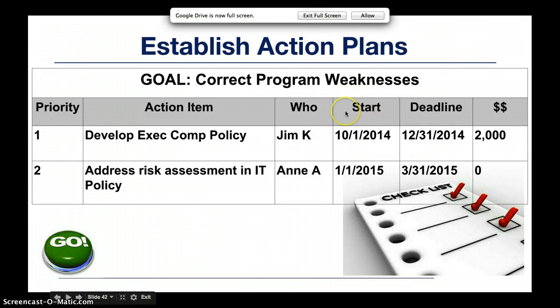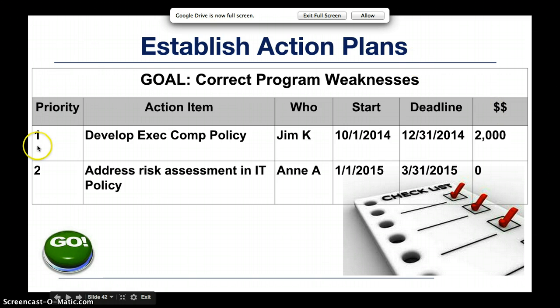Next is the start date. You want to have a clear starting point, and of course then you want to have a clear deadline. In the first example here, on the first line, it starts in October and goes for one quarter, the period of time that you have to carry this out, so it goes till 12/31/2014. So have a deadline. Next is money. Is there going to be some additional expenditure that management ought to know about? Make sure you document it here. That way you have a clear and concise understanding of what it's going to cost.